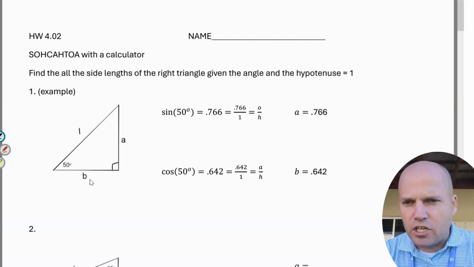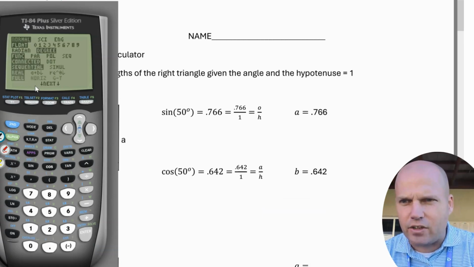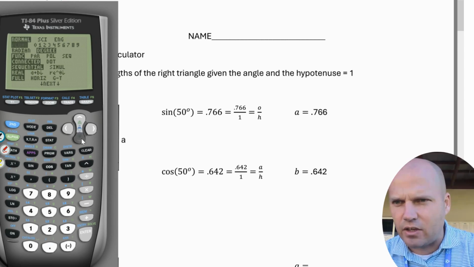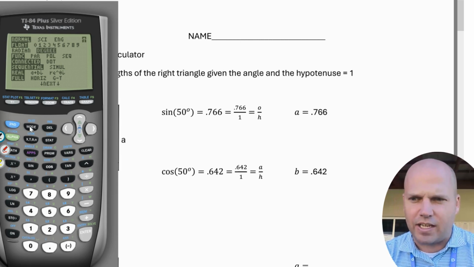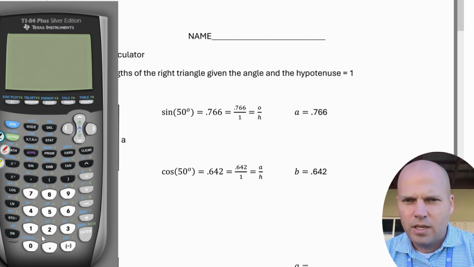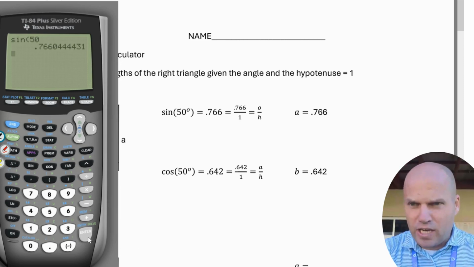Now you're going to need your calculator for this homework, so make sure you have it. Make sure your calculator is in degree mode. If you have a TI-84 graphing calculator, pop down, pop over to degree, press enter, make sure degree is selected, and then go ahead and quit out by pressing second quit. Okay, cool. Now, what you should be seeing is that if you type in sine 50, like I have here, you should get 0.766. If you don't, your calculator is not in degree mode.